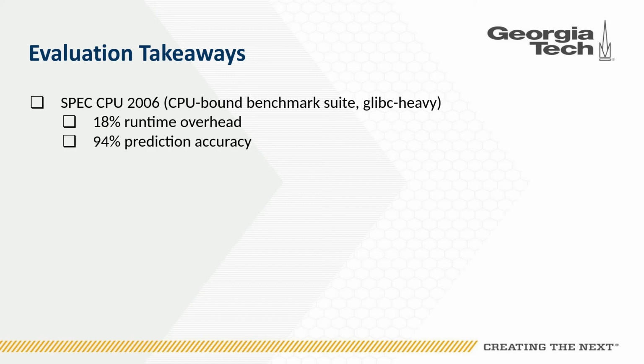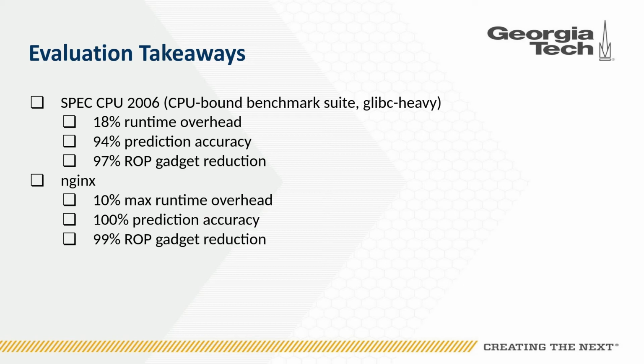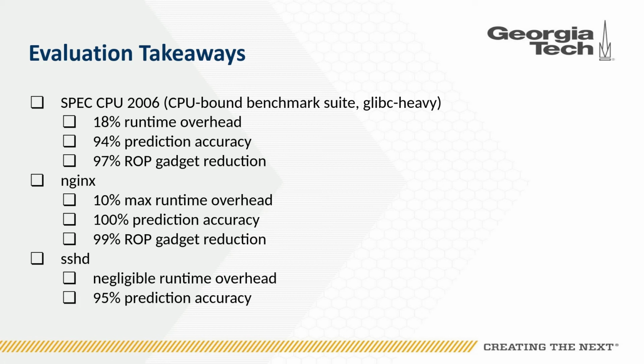Prediction accuracy averaged 94%, and ROP gadget reduction was 97%. In Nginx, the max overhead was about 10% total, but with 100% accuracy and 99% ROP gadget reduction. In Sshd, runtime overhead was negligible in our experiments, with 95% prediction accuracy and 98% ROP gadget reduction.